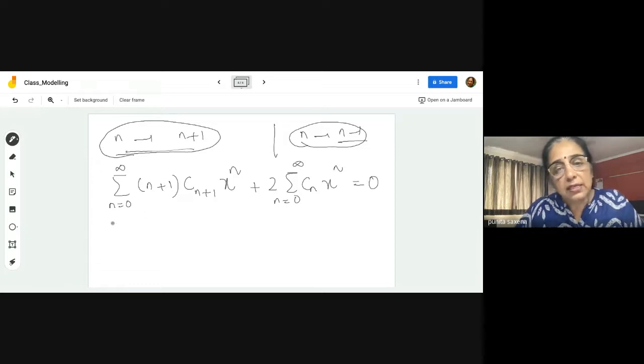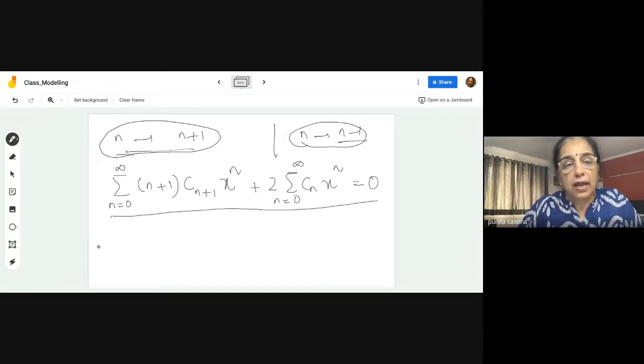Is this step clear? Yes or no? Yes, ma'am. Unless and until it is clear, there's no point in moving ahead.